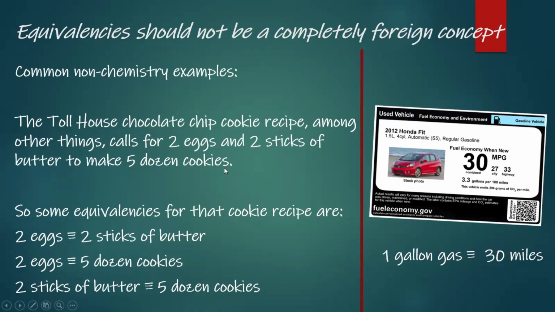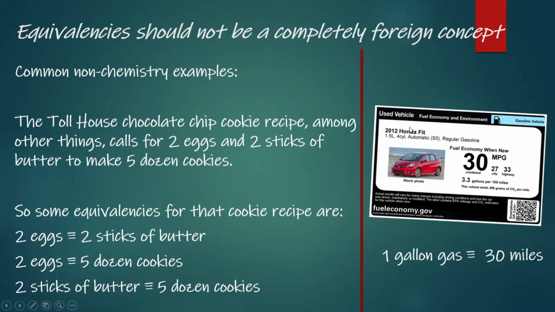So some equivalencies for that cookie recipe are 2 eggs is an equivalency to 2 sticks of butter, or 2 eggs is an equivalency to 5 dozen cookies, or 2 sticks of butter is an equivalency to 5 dozen cookies.